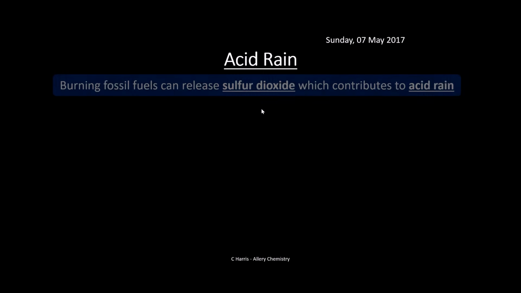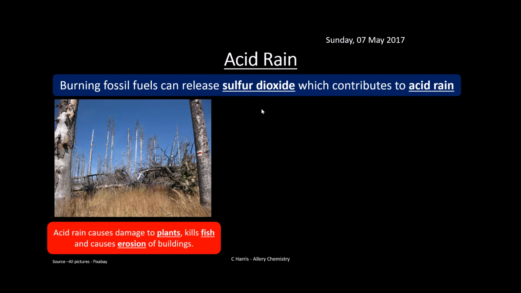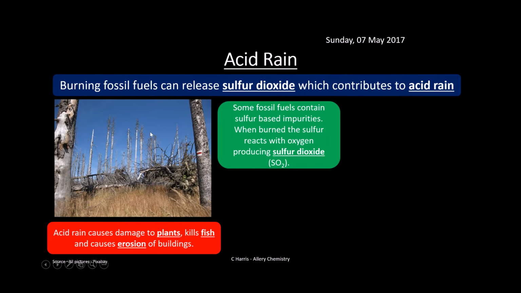Acid rain. Right, we talked a little bit about this. So when we're burning a fossil fuel, we release sulfur dioxide, and oxides of nitrogen as well can cause acid rain. Now, obviously, this is going to cause a problem because it damages trees. As you can see in this picture, this is a forest that's been damaged by acid rain. Obviously, you can see the bark's been stripped off and there are no leaves on the trees. So these cause harm to plants and fish as well, and obviously erode buildings that we live in.